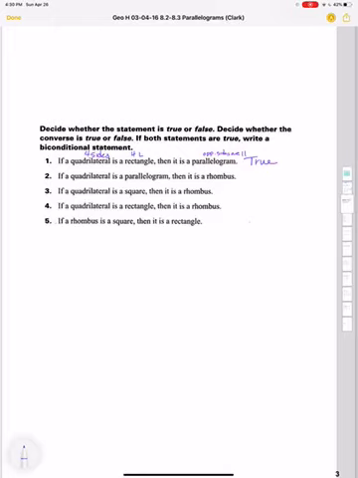Maybe I should have read the directions. Decide whether the converse is true or false. Okay, so this statement's true. Is the converse true or false?